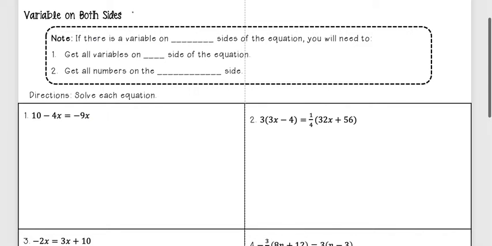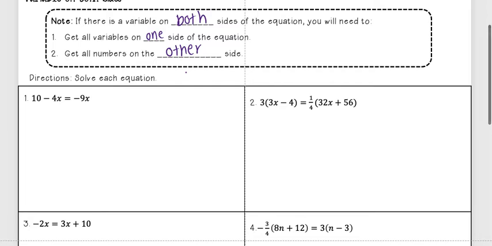Note here, if there is a variable on both sides of the equation, you will need to first get all variables on one side of the equation. I want all of my variables on one side. I don't want them on both because I want to isolate my variable. And then my second step is to get all numbers on the other side. So get all my variables on one side, my numbers on the other.